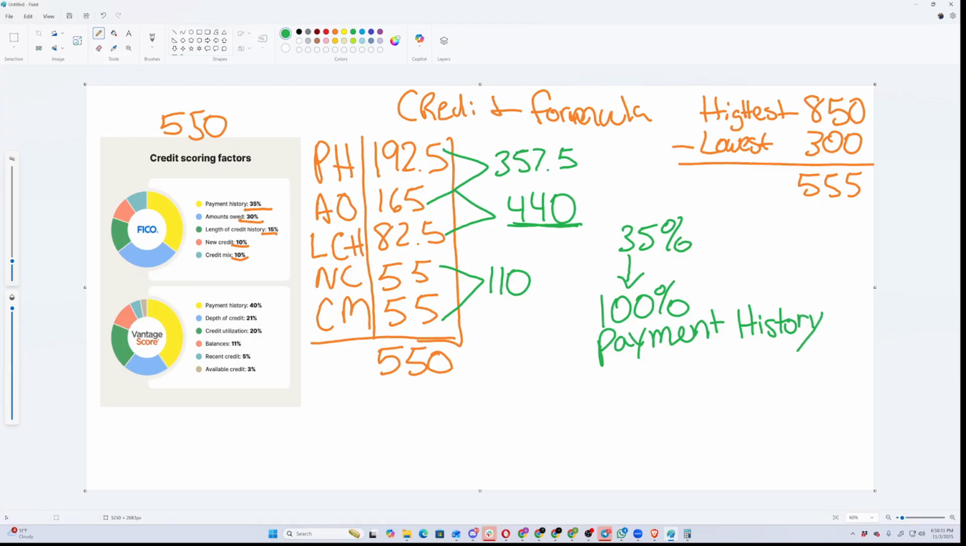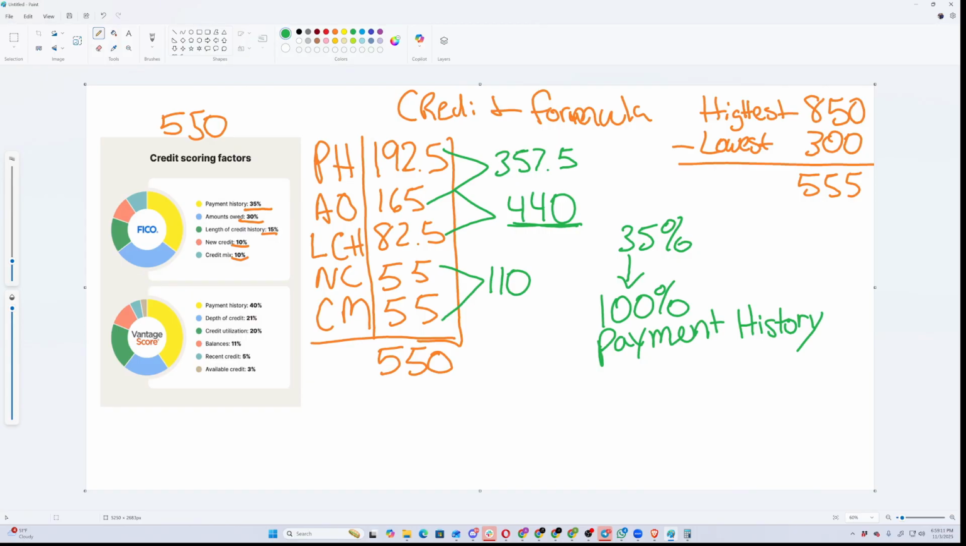Let that sink in. For you to get 192.5 points, you need to have 100% payment history. Not 99, not 98, not 97, 100% to receive all 35%.